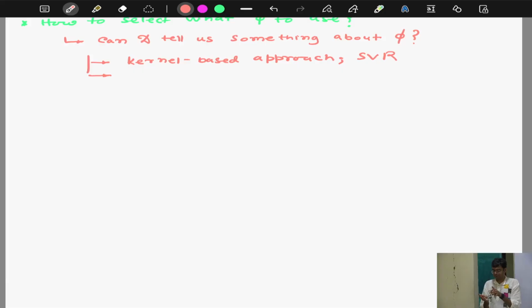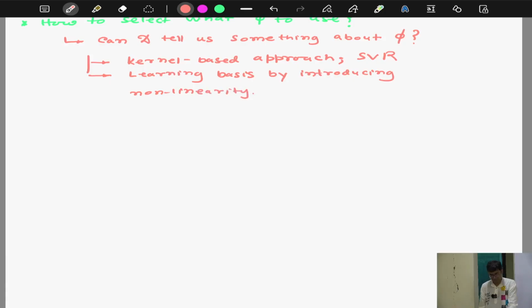learning the basis by bringing non-linearity into the system. Non-linearity in parameter, not in basis. Basis already is. The second one is learning basis by introducing non-linearity. And I am sure some of you might be wondering that basis function was non-linear already. So, what do I even mean when I say learning basis by bringing non-linearity into the picture? So, bear with me for some time.